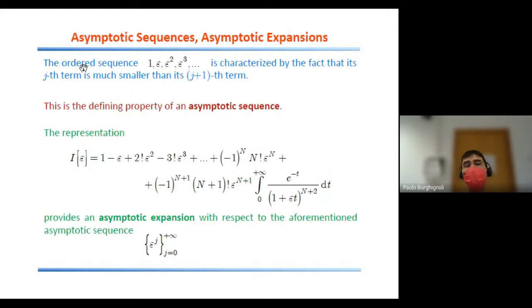Now, it turns out that the sequence of monomials 1, epsilon, epsilon squared, epsilon cubed is characterized by the fact that any term is much smaller than the previous one. Here there is a typo. The j plus 1 term is much smaller than the j term. Okay, so you have to switch those. And by definition, if this occurs, then the sequence is said to be an asymptotic sequence. Okay, so epsilon is much smaller than 1, but epsilon squared is much smaller than epsilon, and so on. And the representation of the integral we started with consists of a truncated asymptotic sequence plus a remainder, the very last term. We would say that this provides an asymptotic expansion with respect to this asymptotic sequence.